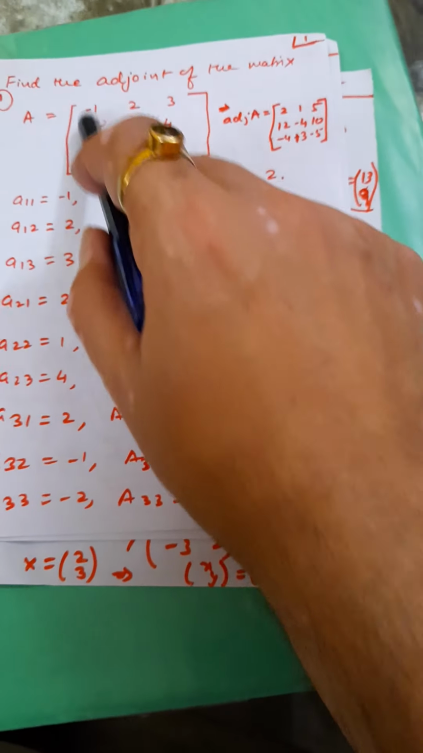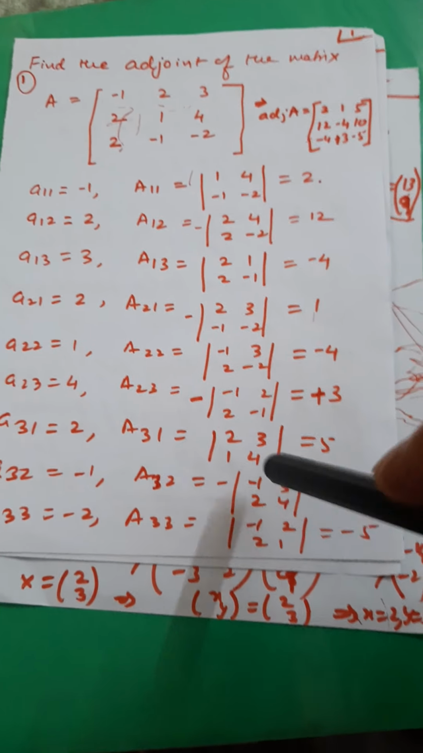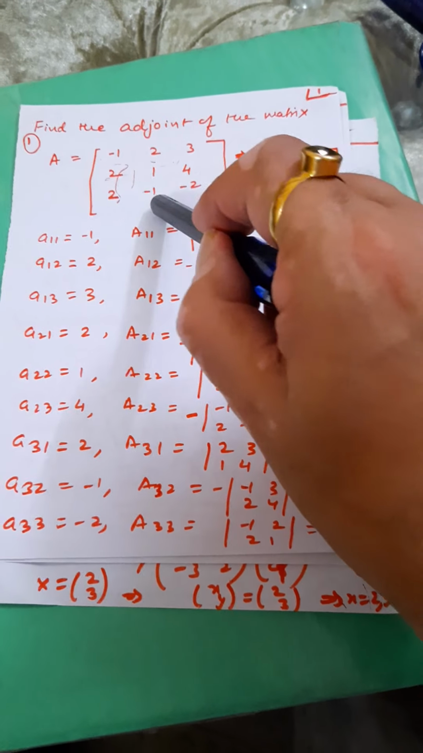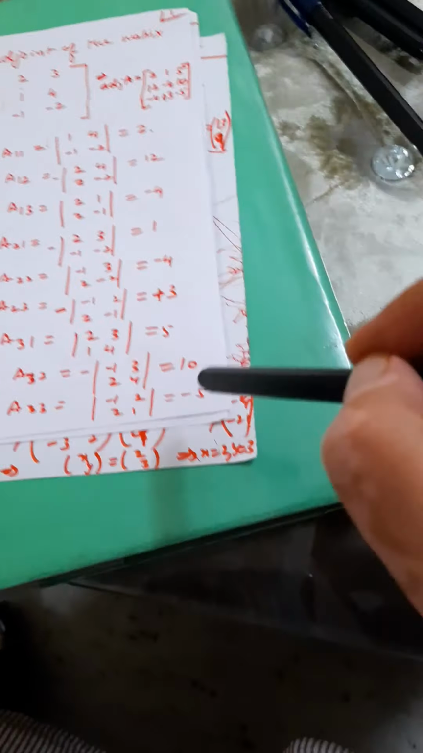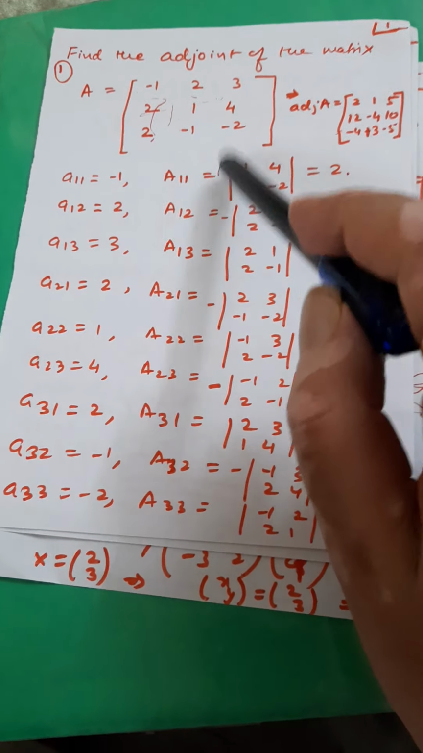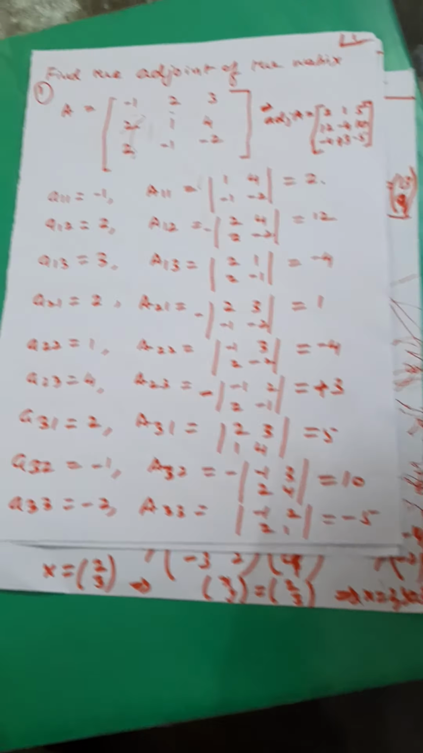Now a31 is 2. Deleting that row and column where that element lies, it's 2, 4, 3, 1, that's 5. A32: deleting that row and column where minus 1 lies, it's 10. And a33 is minus 2. Deleting that row and column where that element lies, you get minus 5.